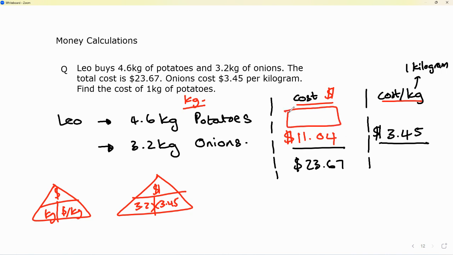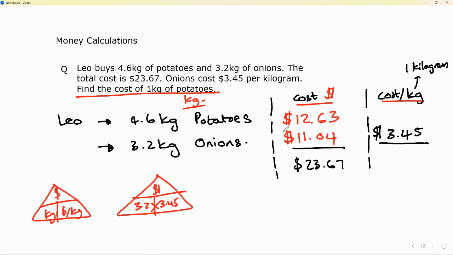Now, obviously, I can work this out by subtracting those two from each other. So 23.67 minus 11.04 comes to 12.63. The question is asking me to find the cost of 1 kilogram of potatoes. So they actually want me to find that amount. I've got to work my way backwards now.